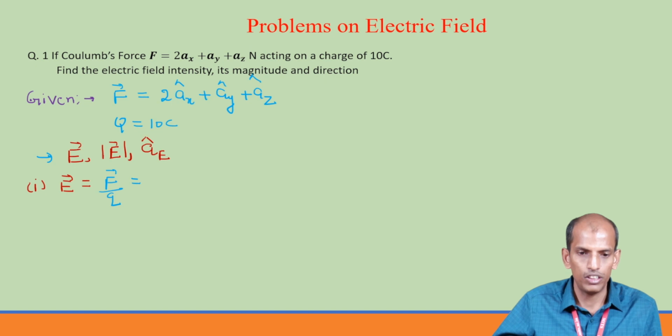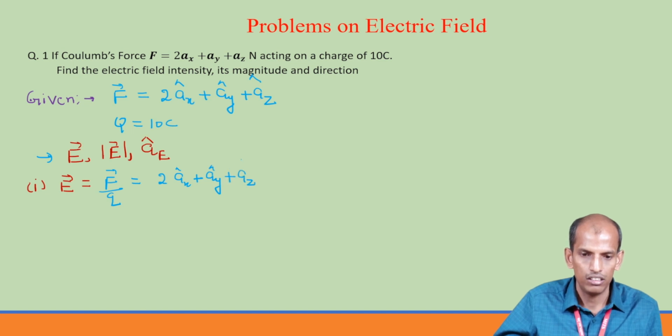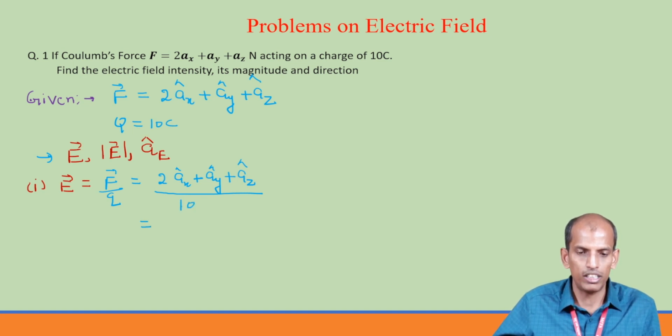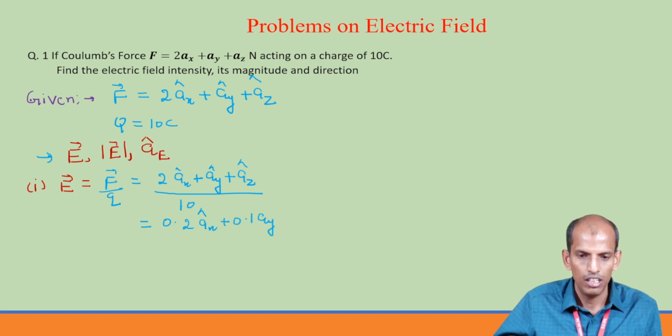What is F? F is 2 ax hat plus ay hat plus az hat, over Q. Q is 10 coulombs. So very easy mathematics. 2 over 10 will fetch you 0.2 without any problem, so 0.2 ax hat. Here it will be 1 over 10, so 0.1, not a big deal. And 1 over 10 again, 0.1 az hat. All of you understand this very clearly.